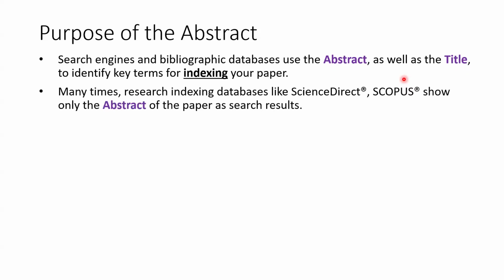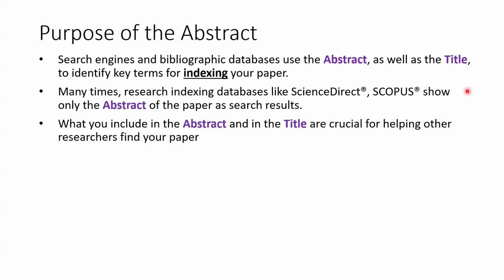So if your abstract doesn't include the right keywords or doesn't reflect what your paper is really about, Science Direct and Scopus will show the abstract, but it will not be shown to other researchers who want to look for similar papers, right?